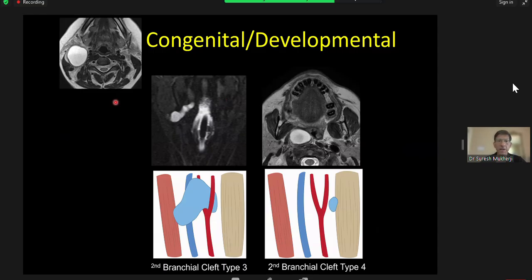But I do want to mention how this can affect the tonsils. So I think everyone is going to pick this out. So this is a second branchial cleft cyst. This is the classic second branchial cleft cyst. Remember, these arise from the second branchial cleft. But when you go back and read the literature, there's actually 4 types of second branchial cleft cysts.